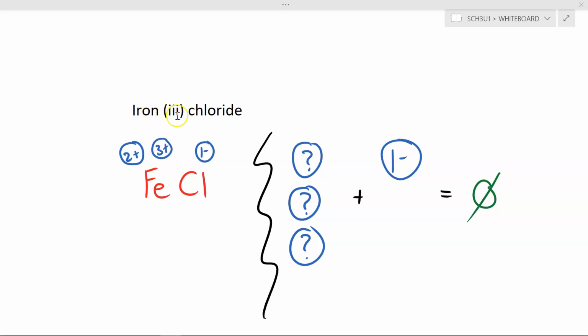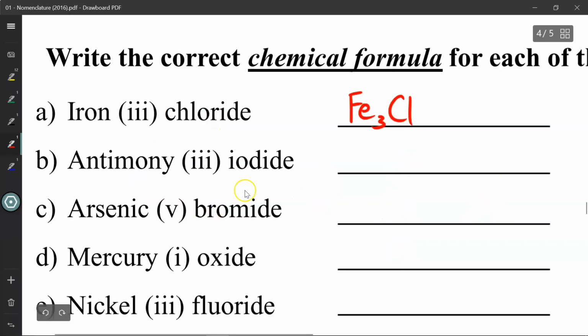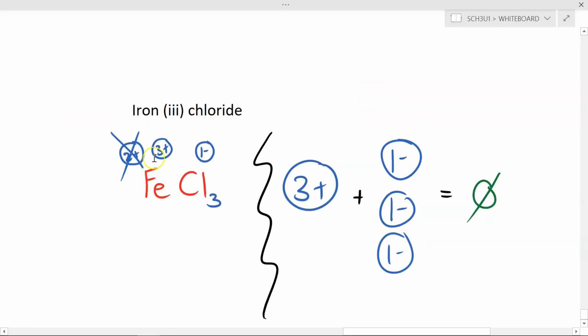So since we're talking about iron 3, I know we're not talking about iron 2. And in order to zero-sum this, I would only need 1 iron, but 3 chlorines. So not 3 irons, just 1, worth a 3 plus. But I do need 3 of these chlorines, each one worth a 1 minus. So iron 3 chloride should be FeCl3 and not Fe3Cl. Alright, so when I say iron 3, I don't mean iron 3, I mean iron 3.